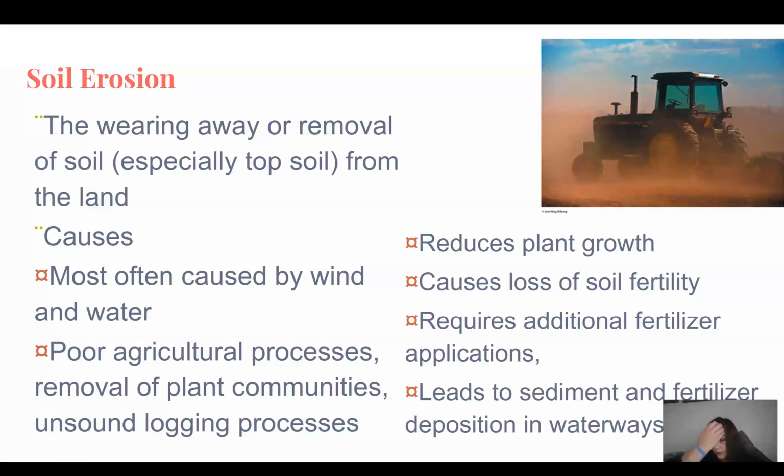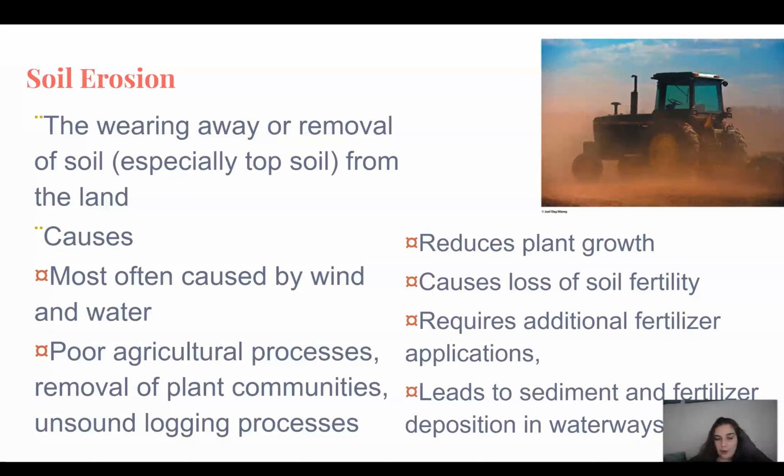So going into topics we ended with last week, we talked about soil erosion, and I just wanted to kind of summarize it nicely for you. So again, soil erosion is the wearing away or removal of soil, especially the soil at the top or topsoil, from land. So we've seen it throughout the lessons. It's kind of getting erased or swept away or washed away. And some of the causes are wind and water, like I just said.